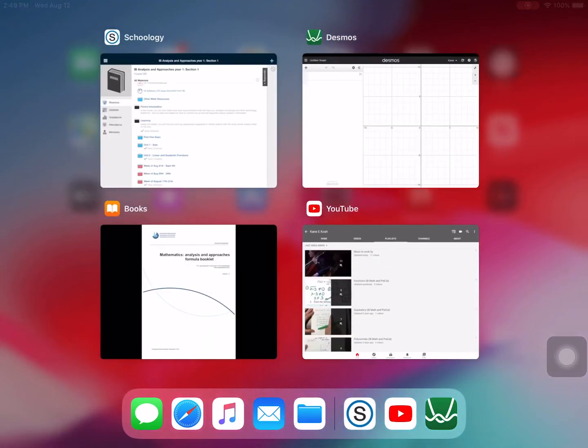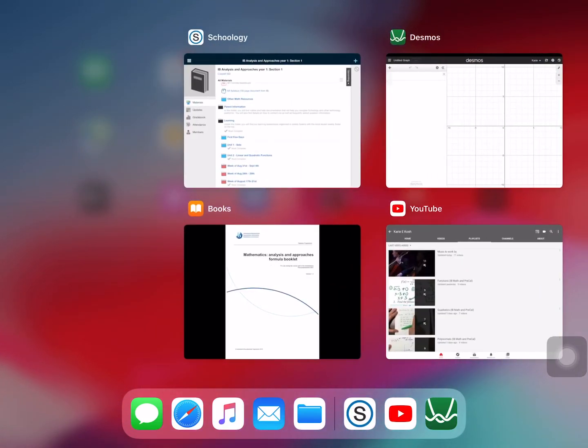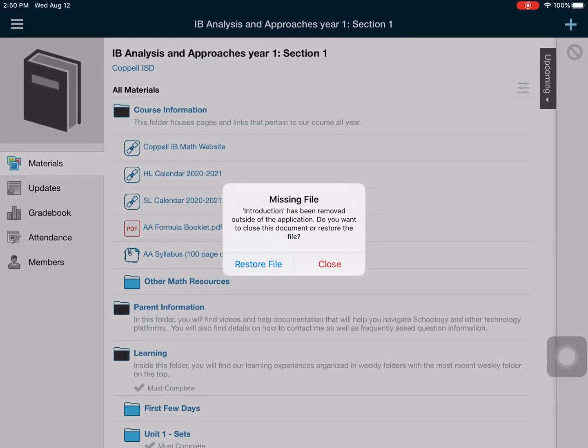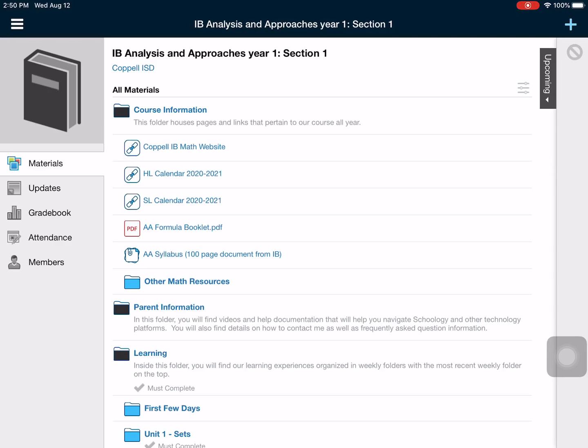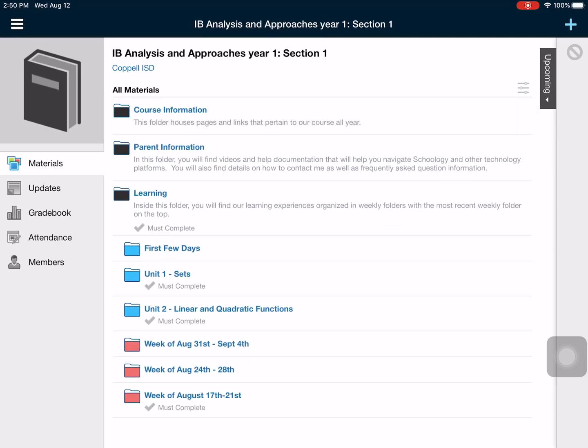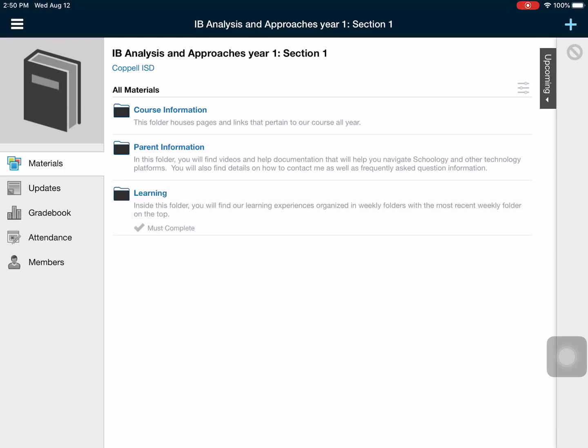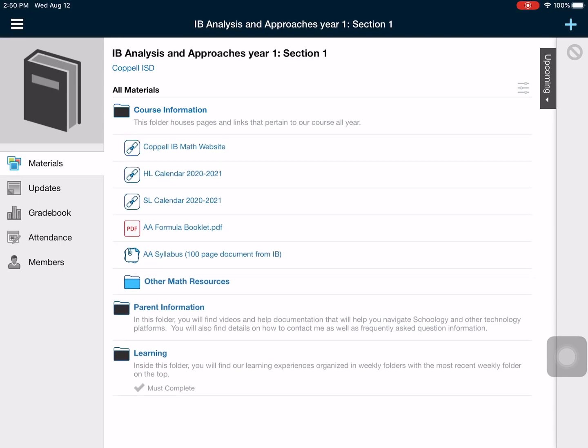First of all, in Schoology, what I intend to, oh dear, I don't know what that means. Okay, sorry. So what I wanted to show you here is, you'll notice they're telling us that we're going to have three categories: course information, parent information, and learning. I think I'm happy with the course information at this point.